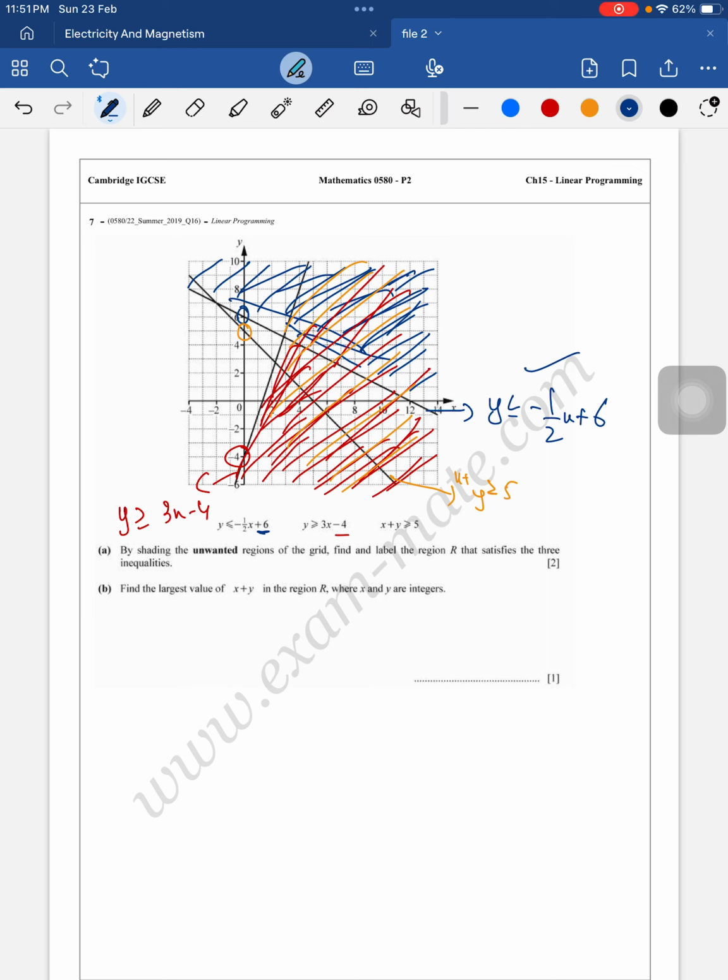x plus y is greater than or equal to 5. So this is the less than part, right? Okay, yes. So the unwanted regions are shaded. The part which is not shaded is basically this part.